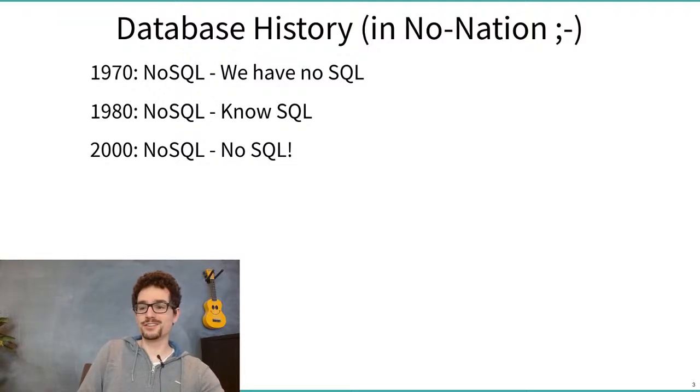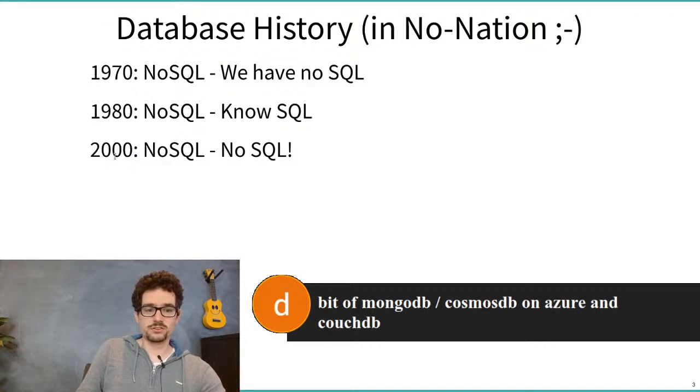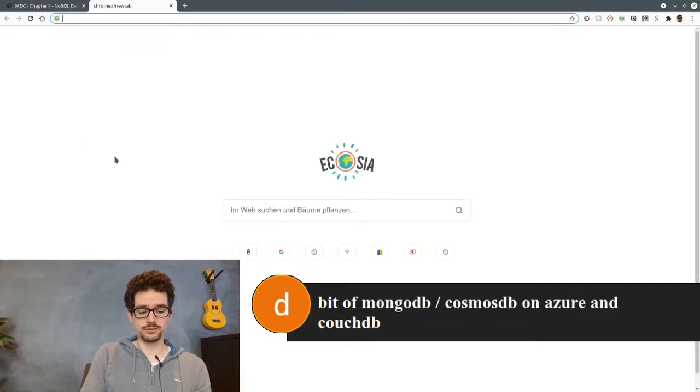NoSQL were the serious database systems which began to be used by big companies like Google, Facebook, Twitter, and many other web-related companies. One person in the chat uses MongoDB, CosmosDB on Azure, and CouchDB. Yeah, Azure is a cloud platform. So around 2000, I think this... When did AWS start?